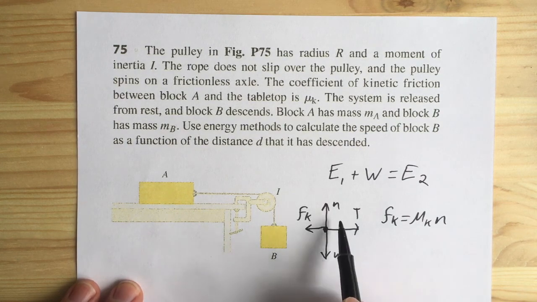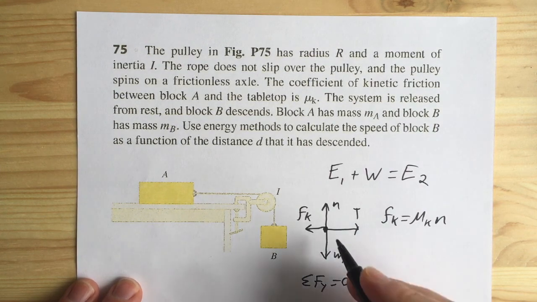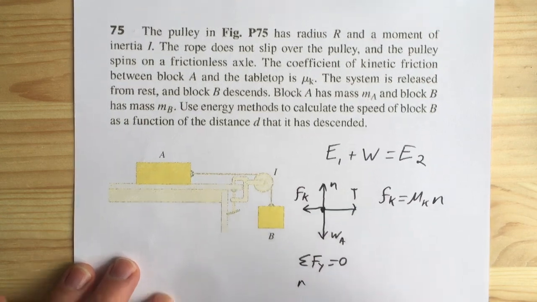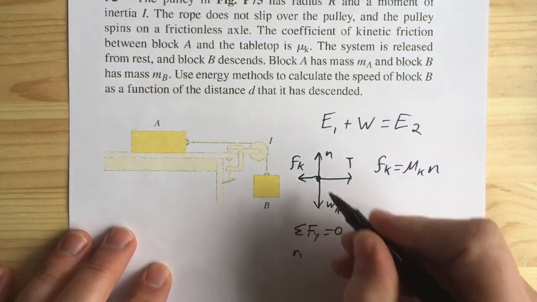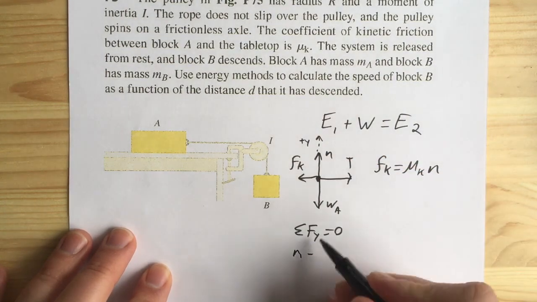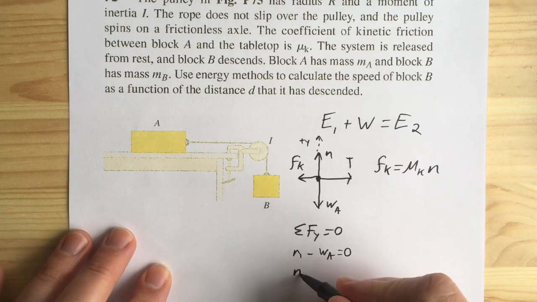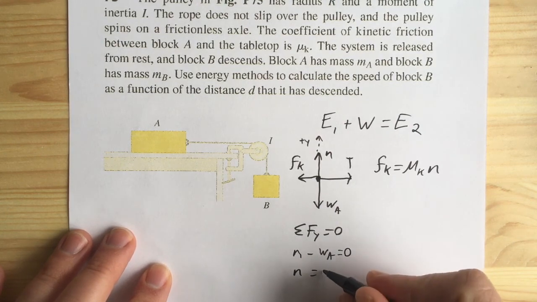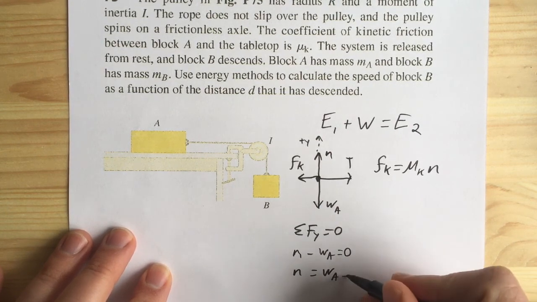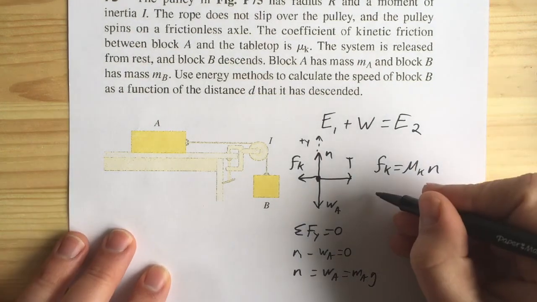From this free body diagram, I can recognize that in the y direction, the sum of the forces has to be 0 because it's not moving in y. I have two forces in y. I have the normal force in the plus y direction, and I have the weight in the minus y direction. So that means that the normal force must just be equal to the weight of object A, or equal to the mass of A times g. Okay, so now I know what the friction is.